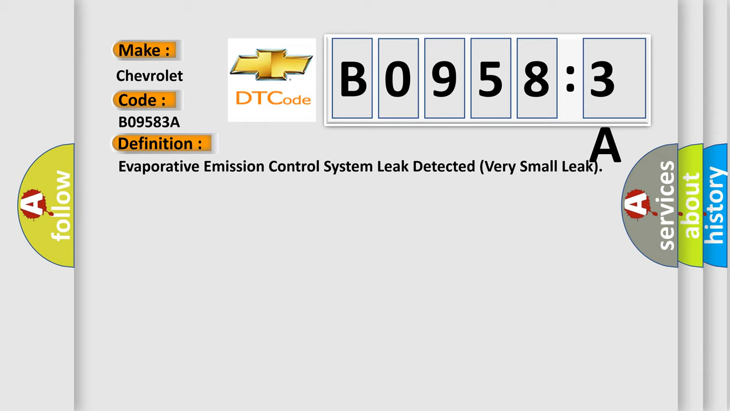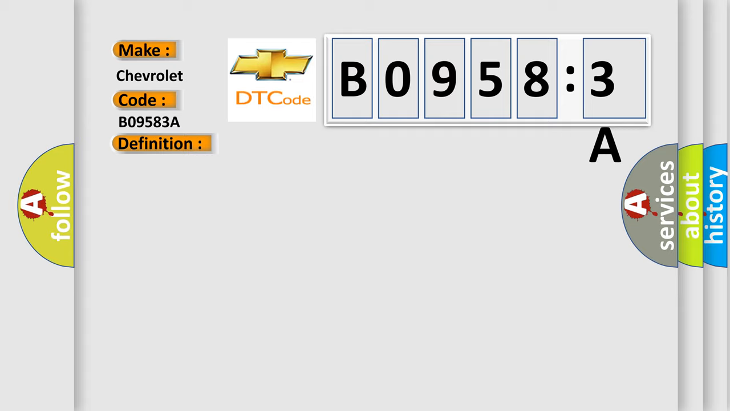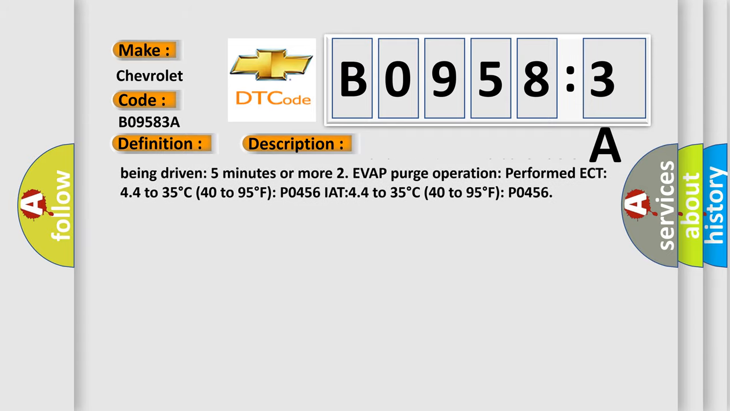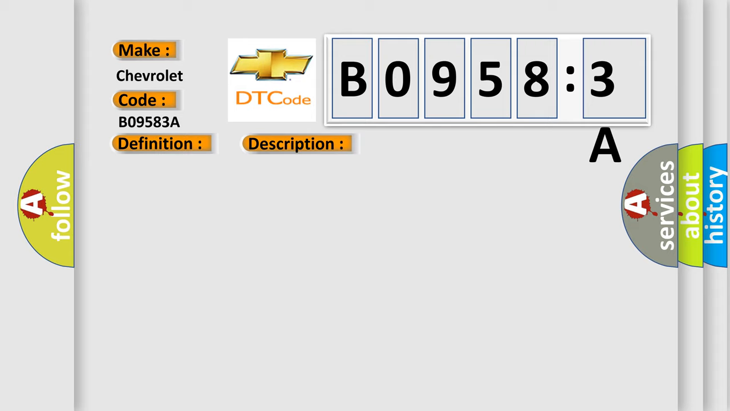Both of the following conditions are met before key off conditions 1 and 2. 1, duration that vehicle is being driven 5 minutes or more. 2, EVAP purge operation performed, ECT 4.4 to 35 degrees Celsius, 40 to 95 degrees Fahrenheit, P0456, IAT 4.4 to 35 degrees Celsius, 40 to 95 degrees Fahrenheit, P0456.